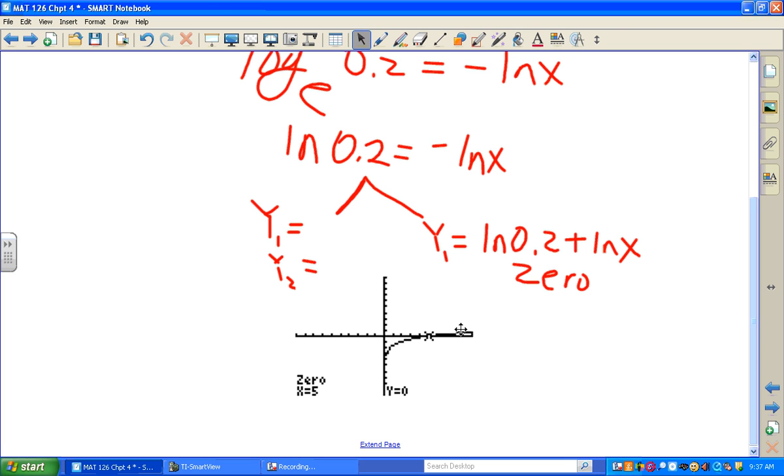You're welcome. So, can you take the natural log of 5? Sure, it's positive. There's our answer. Okay? I did the intersecting one. Oh, then you do natural log of 0.2 and negative ln of x. That's if you want to do intersects. So far, so good?